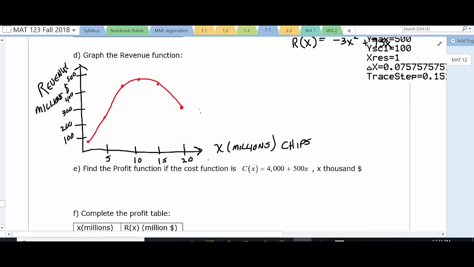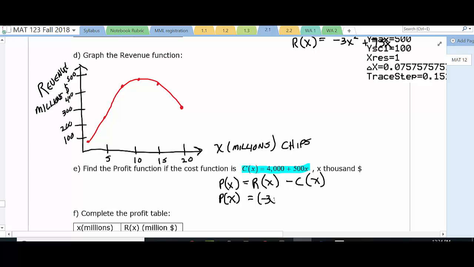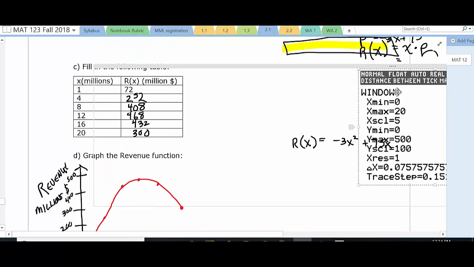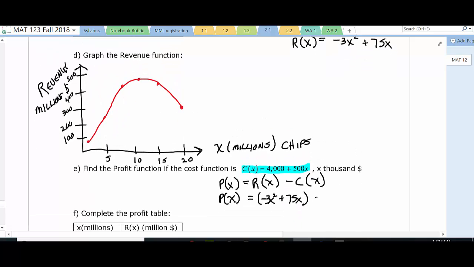and how that goes, okay? So what you do on part E is the profit, P of X, is equal to the revenue minus the cost. So we just found the revenue. Now I gave you a linear cost function in this problem, so I gave that to you this time. So what you want to do here is go P of X, and that's a capital P. You take the revenue, which we got, negative 3x squared plus 75x, and then minus the cost like that.